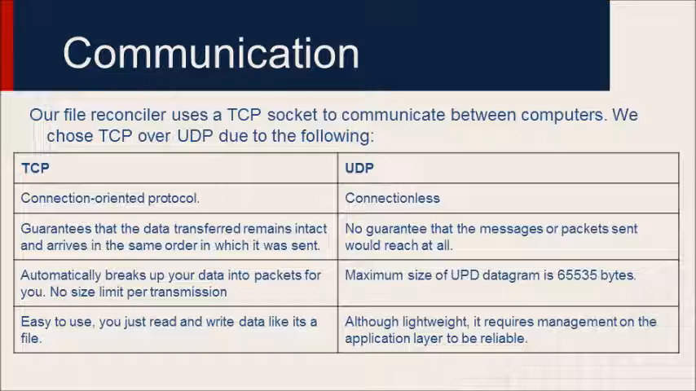Our file reconciler uses a TCP socket to communicate between computers. We chose TCP over UDP for several reasons. TCP guarantees that the data transfer remains intact and arrives in the same order in which it was sent. TCP automatically breaks up your data into packets for you. TCP does not have a size limitation per transmission. Lastly, TCP is easy to use. You read and write data as if it was a file.